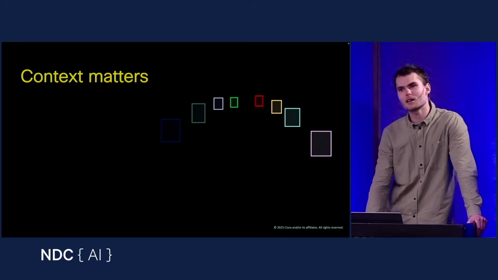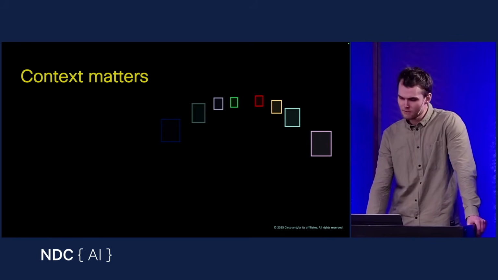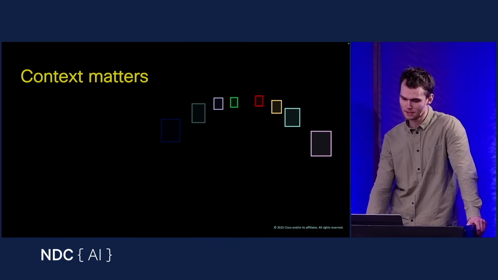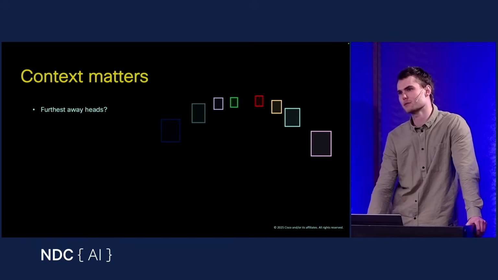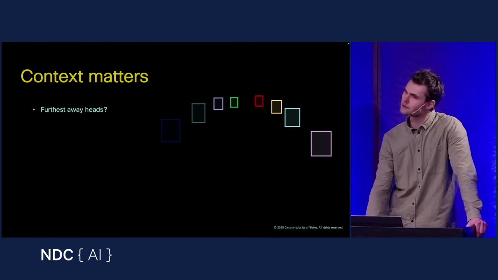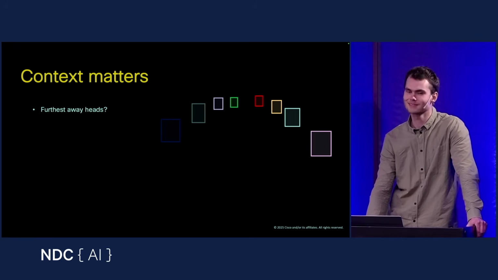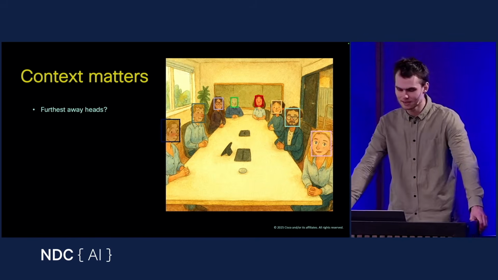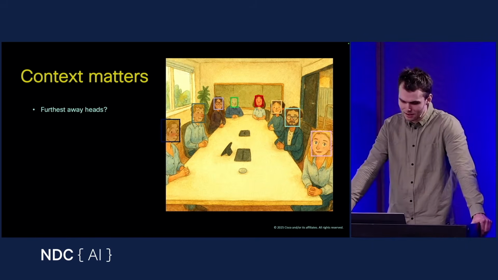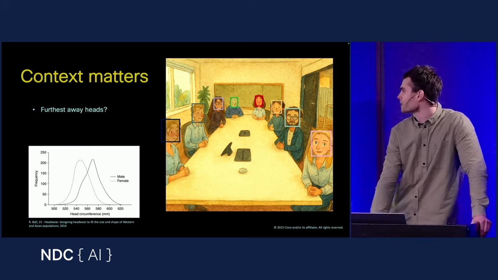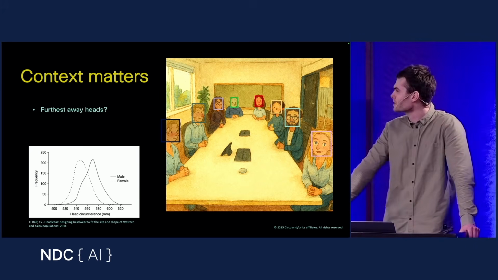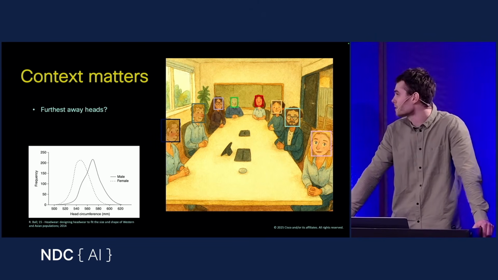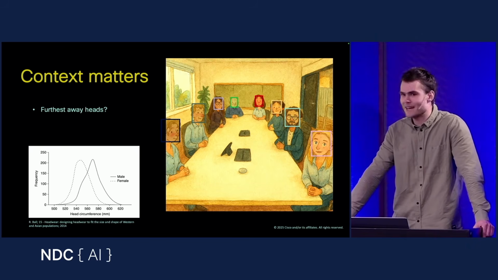But context matters. Given that this is a meeting room with people in it, and the bounding boxes represent heads, which heads are the furthest away? It's pretty easy. It's the ones in the center, the green and the red one. Why is it so easy? Well, it's because heads have this nice property where they're somewhat similarly shaped no matter from which angle you look at them and between people. And there's also not a large distribution in head sizes generally.